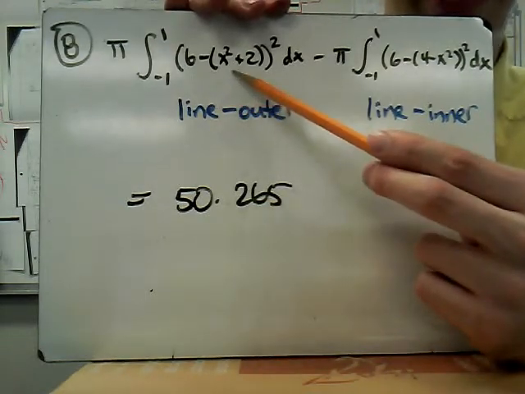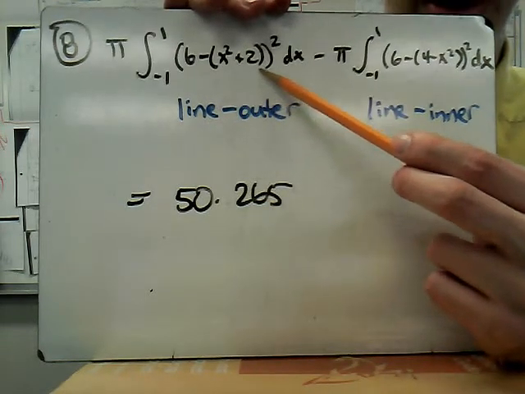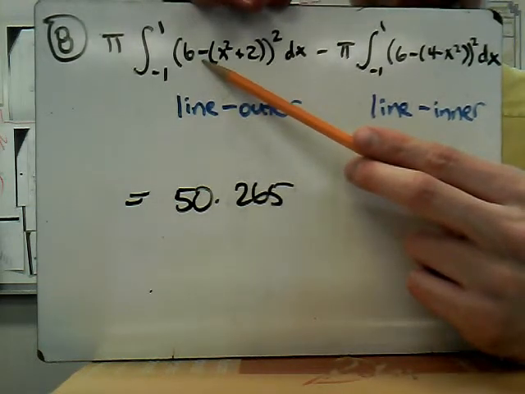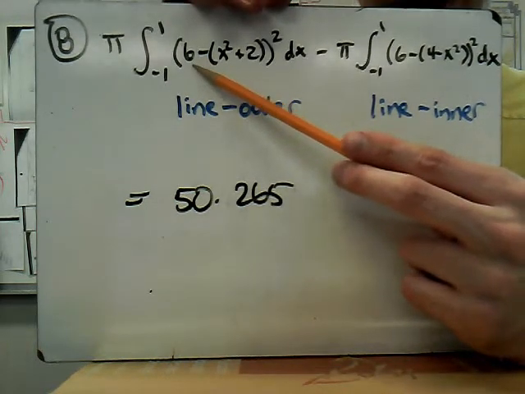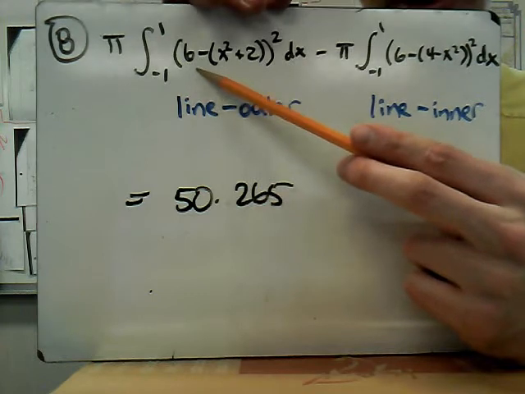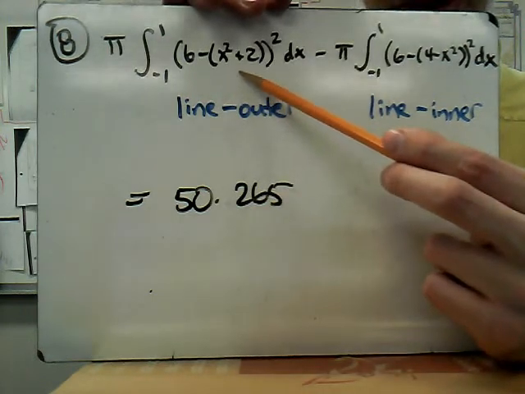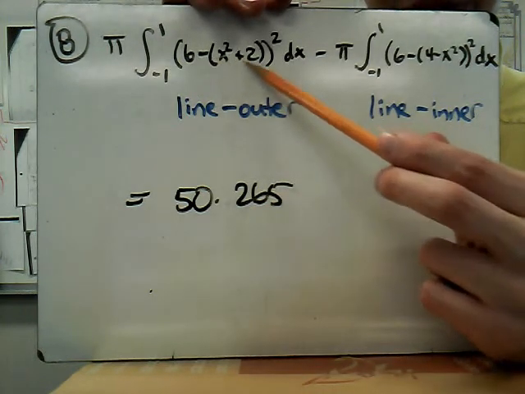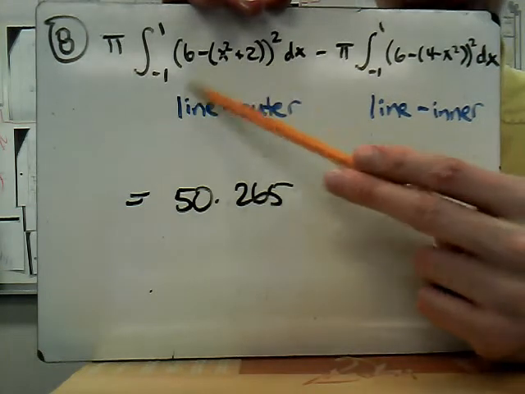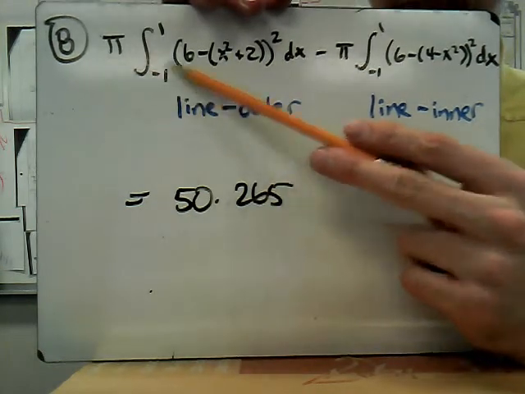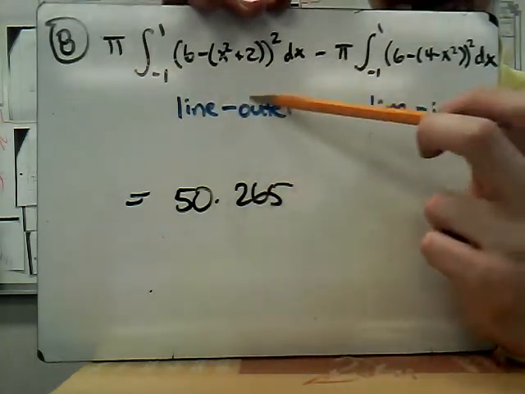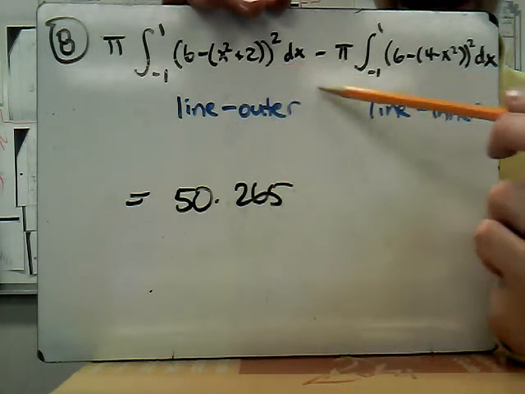In this case, the outer function is y equals x squared plus 2. The line is on top, so it needs to go first inside of our square. So we would do 6 minus (x squared plus 2). Make sure you put parentheses around your function so you don't lose your negative. Again, integrating and multiplying by pi, that would give us our outer radius portion of the volume of the solid created.